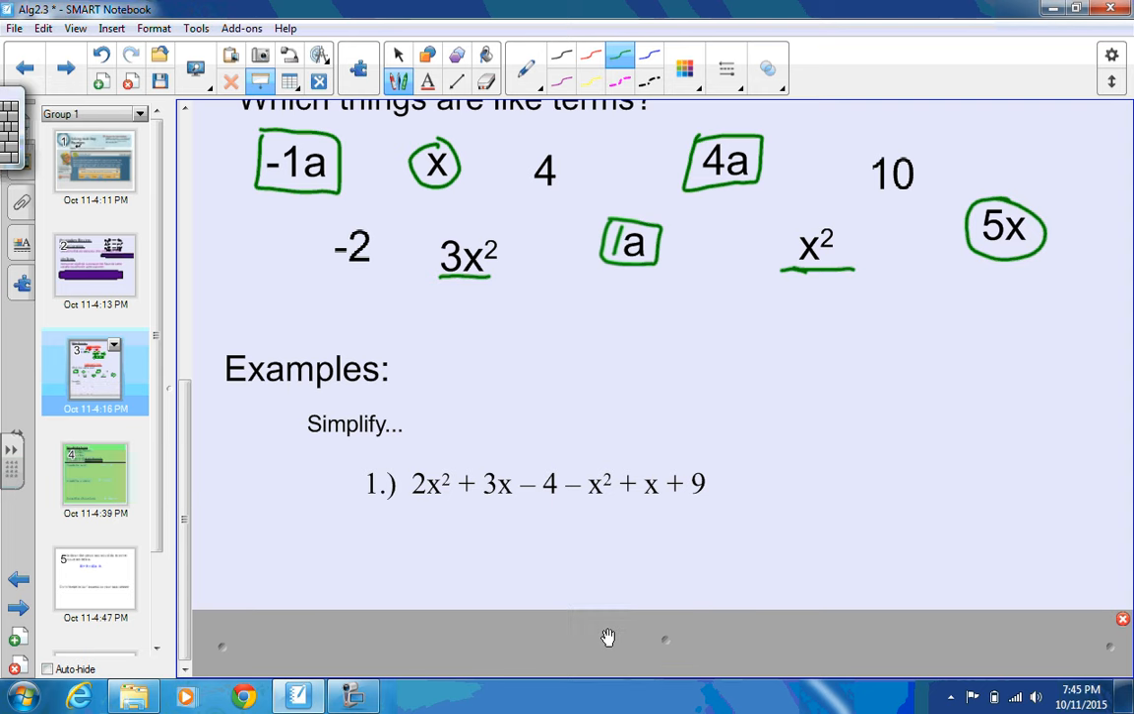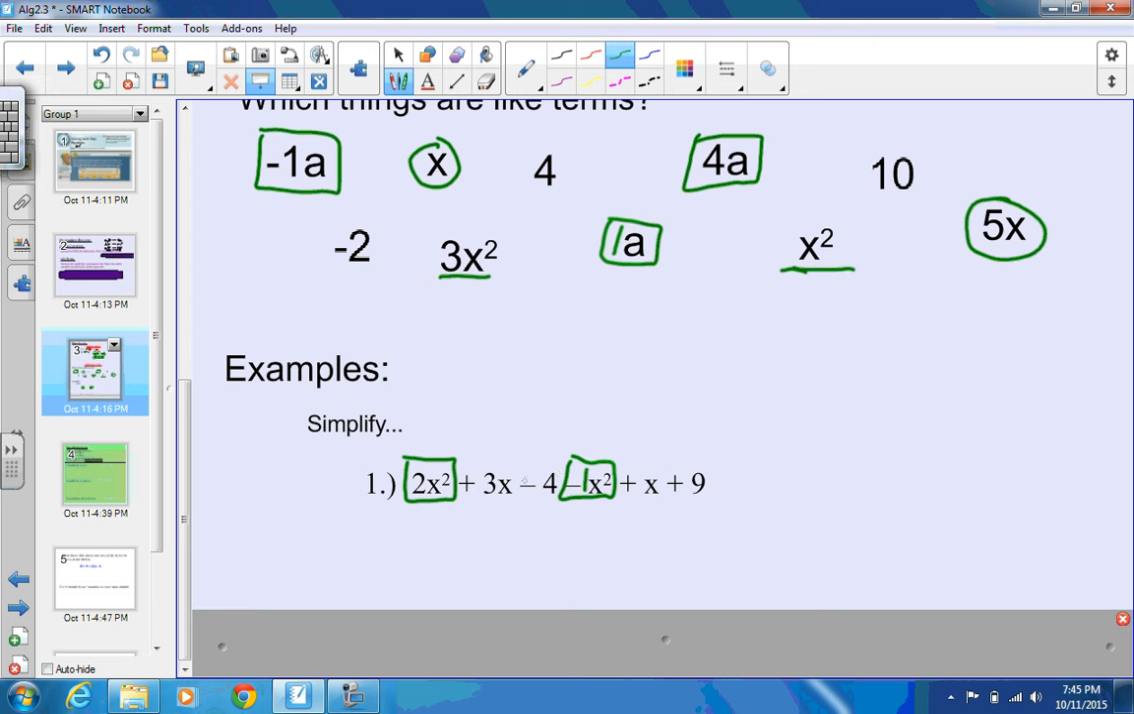First one is just a long expression. So I'm going to do the same thing that I did before. First one here I have is the x squared. So I'm going to put boxes around the x squareds. Oh, and this would be a minus. Keep the minus sign with it. Minus x squared, or minus 1x squared.